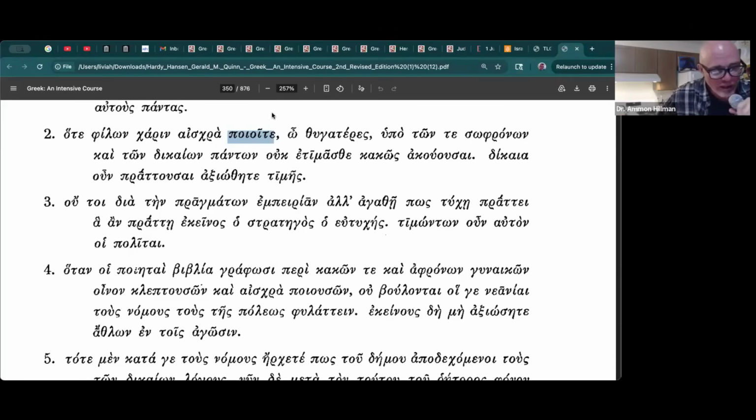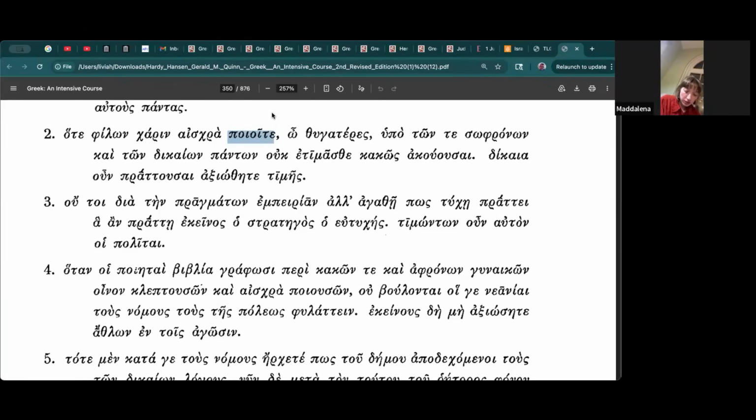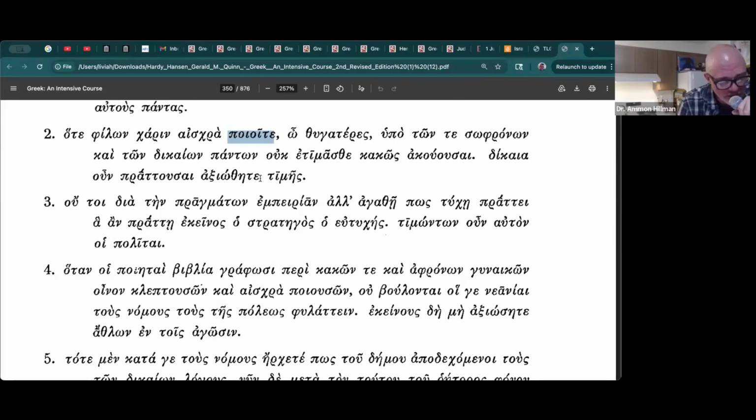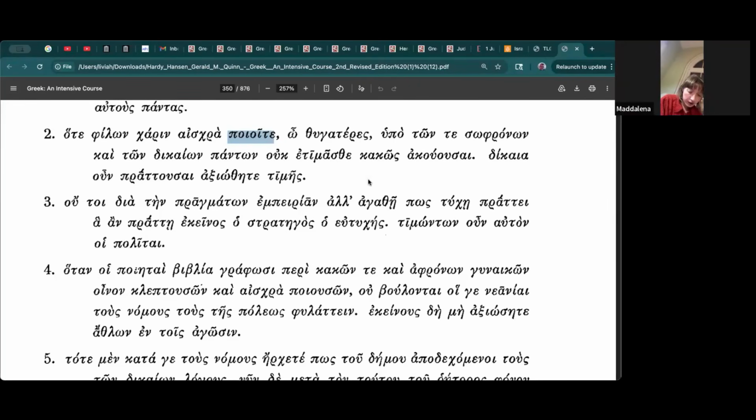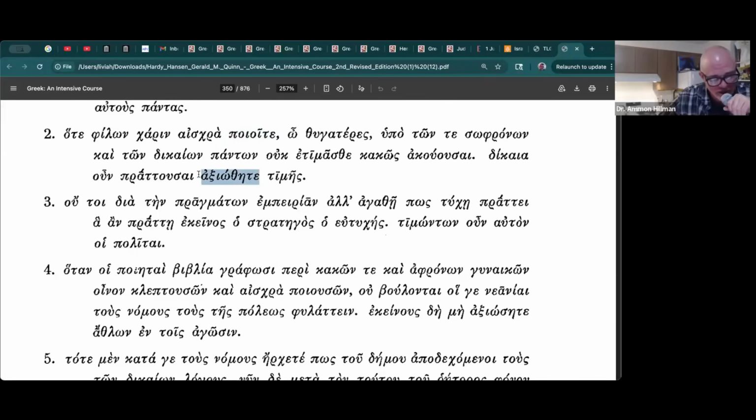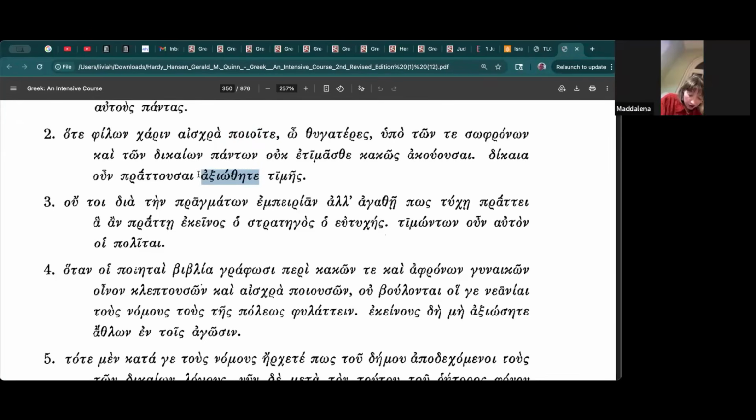Okay, do the next sentence. Dikaia oun prattousai axiothete times. So we see justice here. Go ahead. Justice has not been guarded. Where's your main verb? Let them... axios... Good. And now axiothete, identify it. What is it?